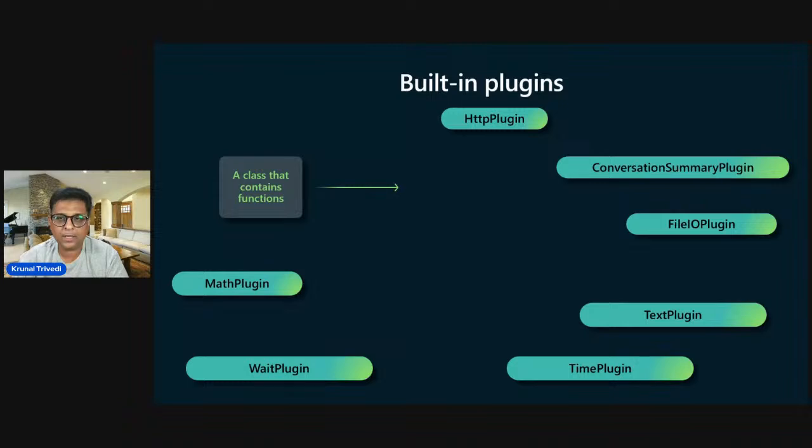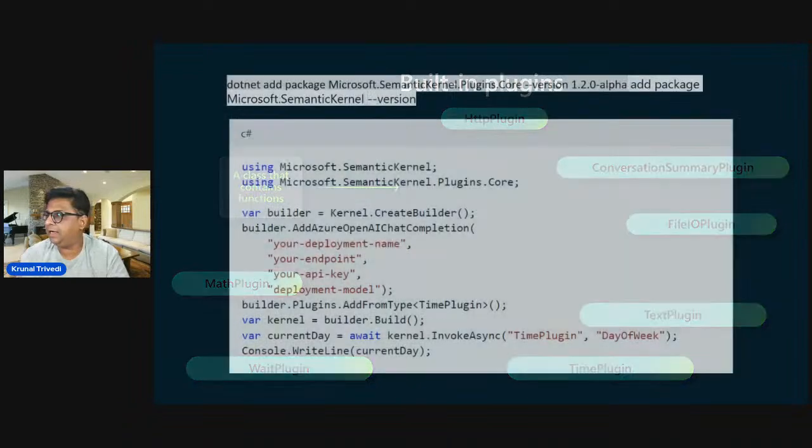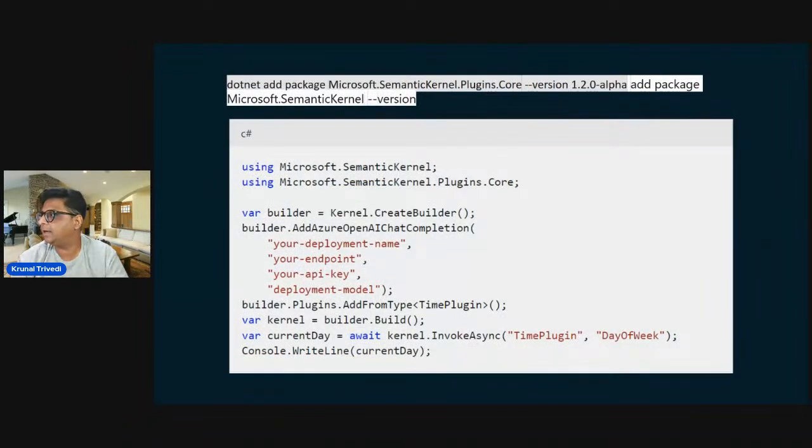So these are all plugins meant for a specific goal. They are goal-oriented pieces of functionality. What I did here is I just added that package, Semantic Kernel plugins core, a particular version, and then here you can see in my code block I use a time plugin, and the time plugin has a function called DayOfWeek. So using the time plugin I'm going to find out the day of the week.